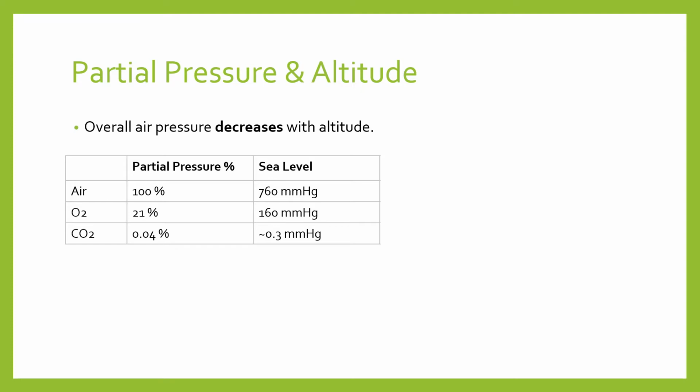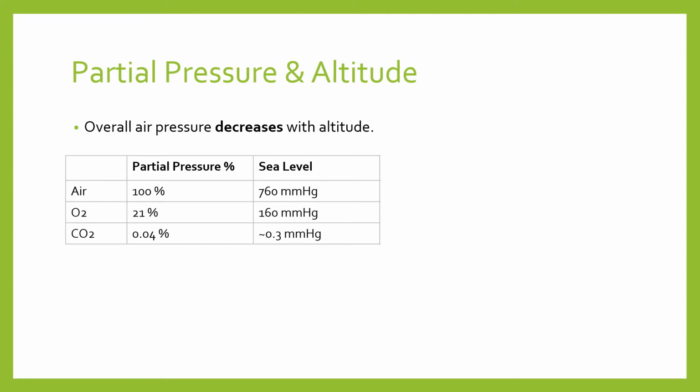We would find it's 20% or 21% oxygen, and 0.04% carbon dioxide down at sea level. Then if we went up and took a cubic meter of air from 5,000 meters above sea level, we would find less gas in that cubic meter of air, but the proportions would be the same. The partial pressure would be the same. It would still be 21% oxygen. There'd just be less oxygen, less actual numbers of oxygen molecules.